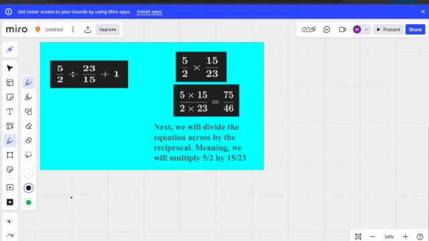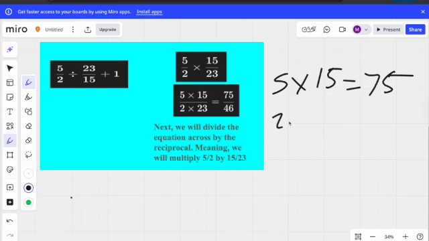Next, we will divide the equation across by the reciprocal, meaning we're going to take that 5 over 2 multiplied by 23 over 15, flip the numerator and the denominator, and make it now 15 over 23. We'll go ahead and do 5 times 15, which is going to equal 75. Then we are going to take the 2 times 23, which is equal to 46, giving us a new fraction of 75 over 46.